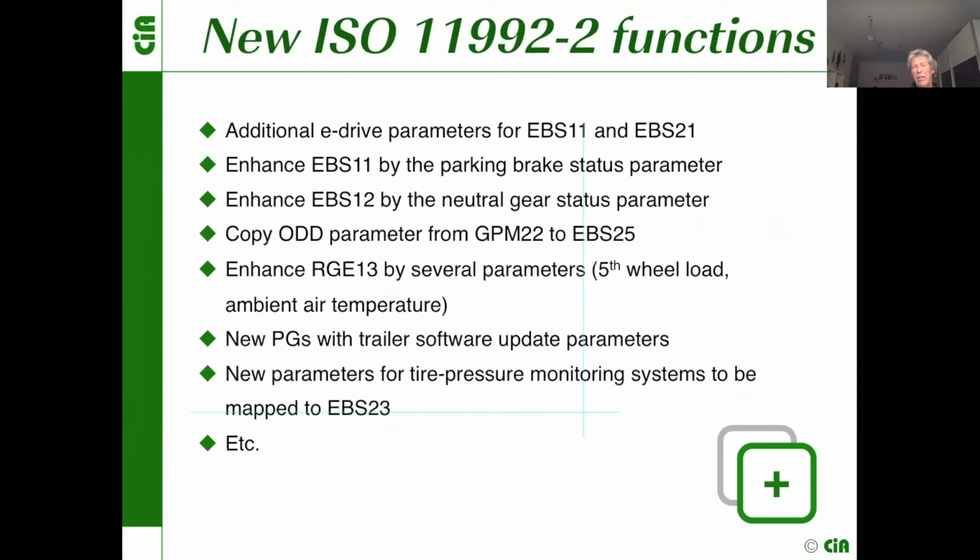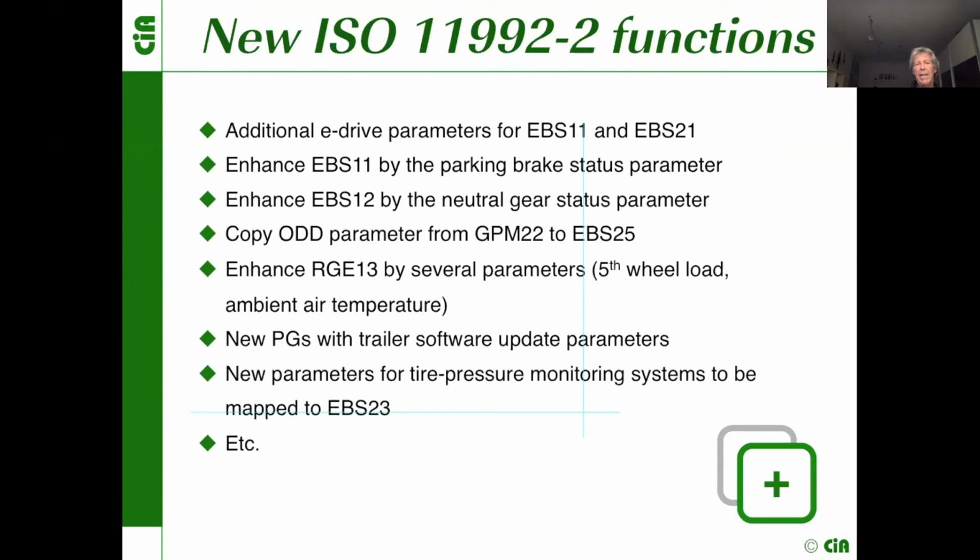So what we are doing in the next edition, which we discussed this morning, we have additional eDrive parameters, and you can imagine that we will have in the future also electrically driven trucks, and that we need some additional information, and they will be mapped into the EBS11 and EBS21 parameter groups. We have enhanced this regarding the parking brake status. We enhance also the EBS by the neutral gear status parameter, which is not available today. And we copy some of the object detection parameters from GPM22 to EBS25.